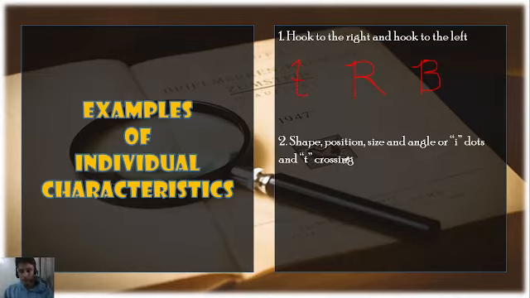Okay? So aside from that, we have here also number 2. Okay? We have different individual characteristics basing on shape, position, size, angle, or I dots or T crossing. Okay? So sa shape pa lang, nabanggit natin kanina, meron yung iba, nililiitan masyado yung handwriting nila.